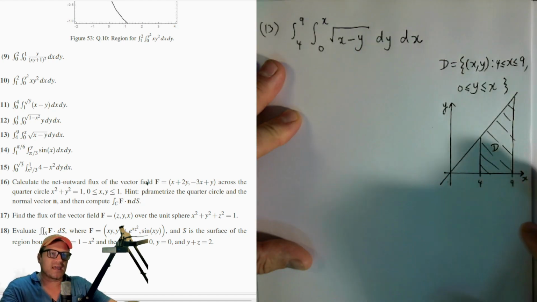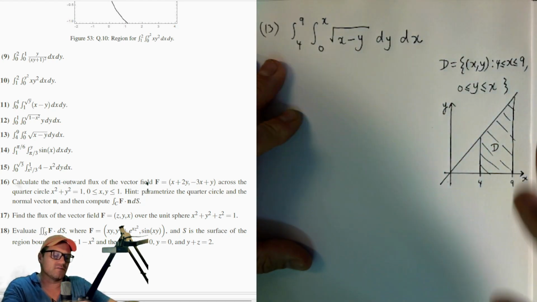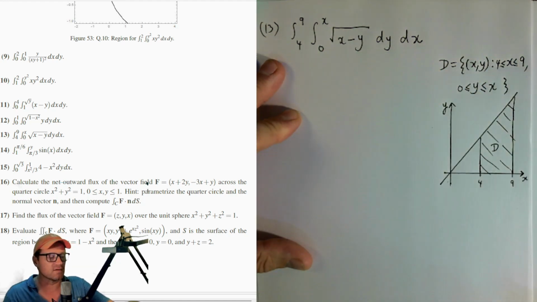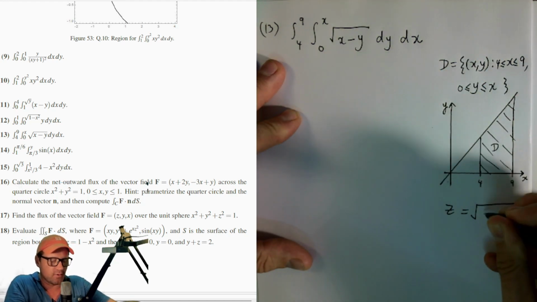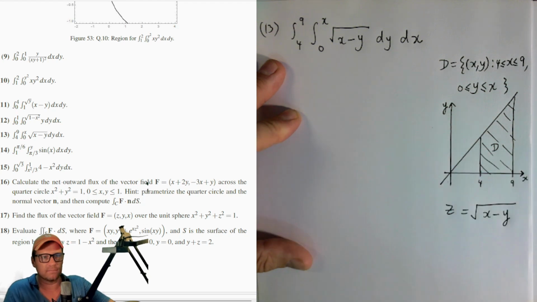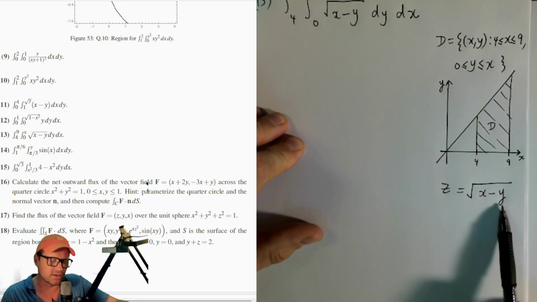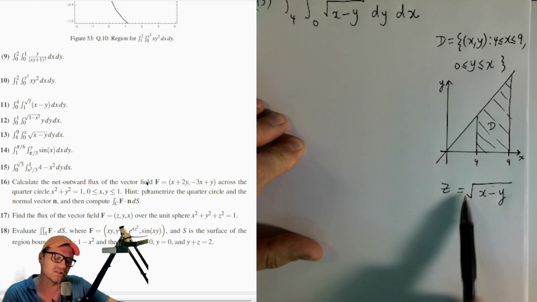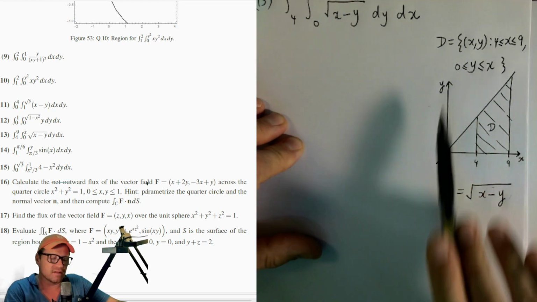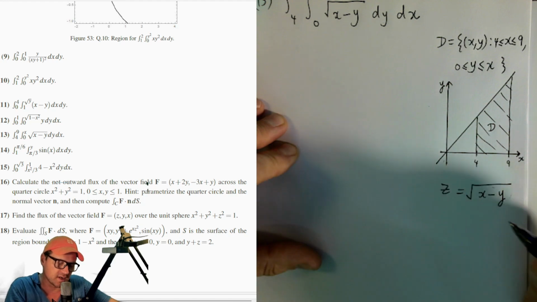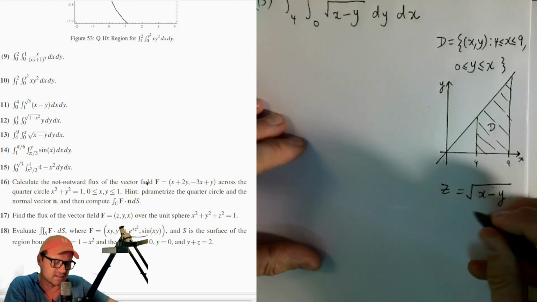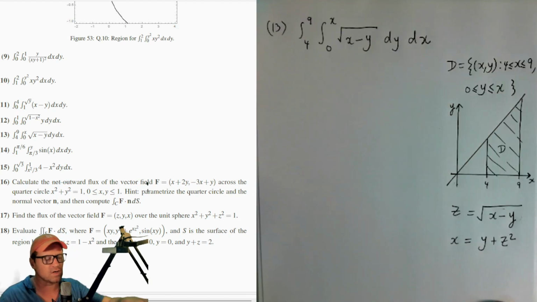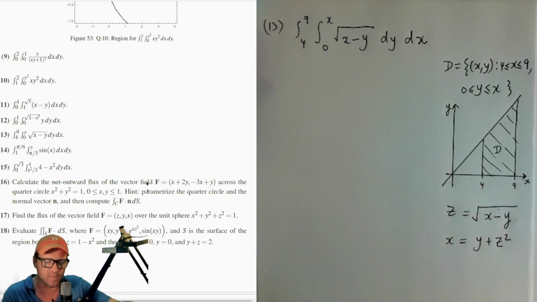All right, and so we're calculating the volume of a surface above this region and below the surface. The surface is z equals the square root of x minus y. And so if y is less than or equal to x, then inside the square root, we have a positive number. There's a positive out the front of this. So this is above the xy plane. All right. And so we can also describe this surface as x equals y plus z squared. All right. So back to the integral. We expect to get a positive number here.